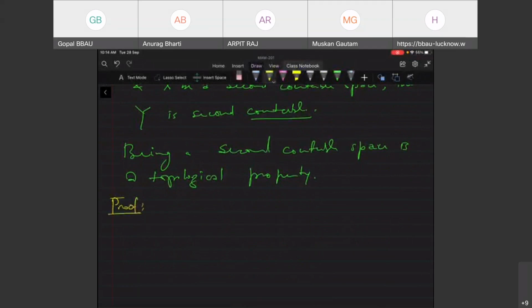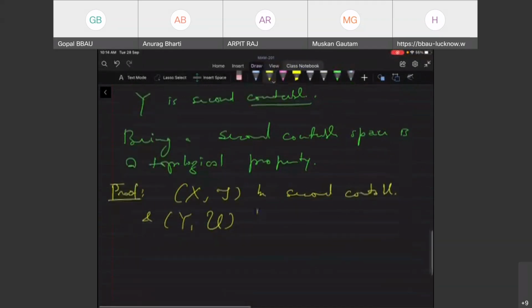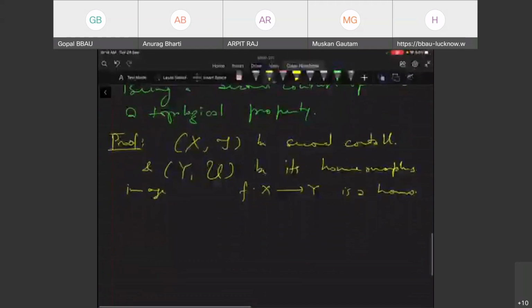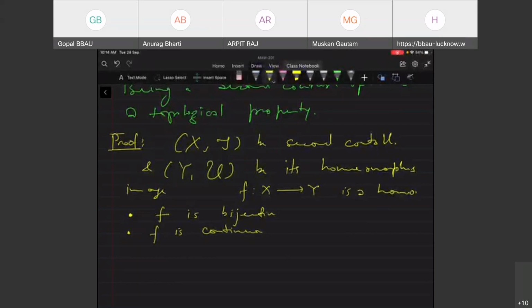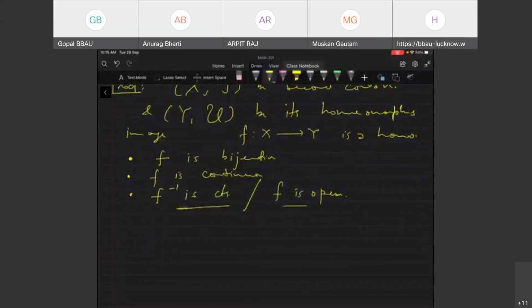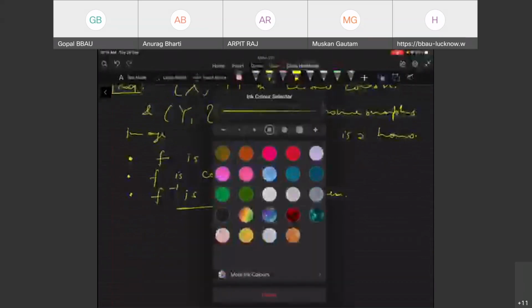So proof: suppose (X, tau) is taken countable, and Y, say with topology U, is its homeomorphic image. This means f from X to Y is a homeomorphism. What do you know about homeomorphisms? Since f is a homeomorphism, this means f is bijective, f is continuous, and also f inverse is continuous, or sometimes we say f is open. Is this correct? Yes, both are true. So this is what we know about f.